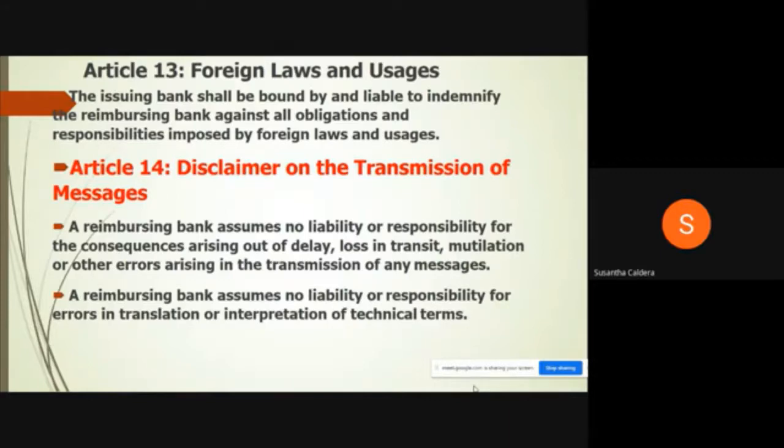Article 14, disclaimer on the transmission of messages. In UCP 600 also, it is there, but this is under URR 725. A reimbursing bank assumes no liability or responsibility for the consequences arising out of delay, loss in transit, mutilation, or other errors arising in the transmission of any messages. A reimbursing bank assumes no liability or responsibility for errors in translation or interpretation of technical terms.